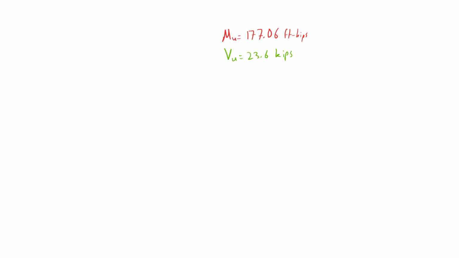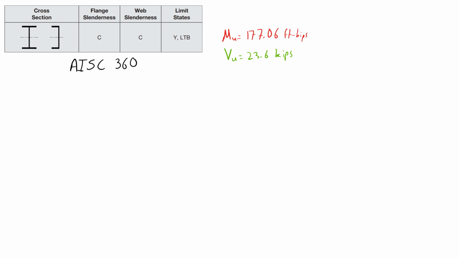Now that we have the moments, we have to determine the different possible failure modes or limit states in which the crossbeam can fail due to flexure. After referring to AISC 360 Chapter F, we can avoid local buckling failure modes by only choosing compact sections, which can only fail due to flexural yielding or lateral torsional buckling.